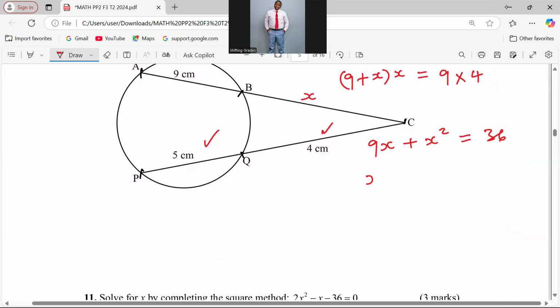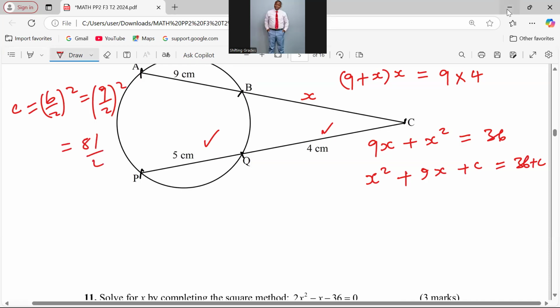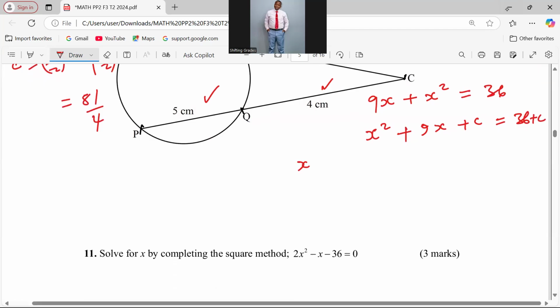So starting with the x squared plus 9x, we can add a constant here so that we add the same constant to 36 to make the left-hand side a perfect square. How do we get the constant C to make the left-hand side a perfect square? It should be given by b over 2 squared. So 9 over 2 squared becomes 81 out of 4. So we are adding 81 over 4: x squared plus 9x plus 81 over 4 equals 36 plus 81 over 4.